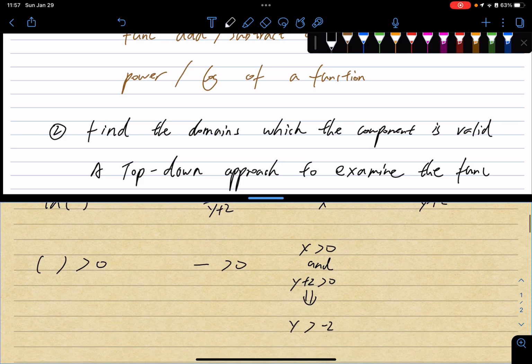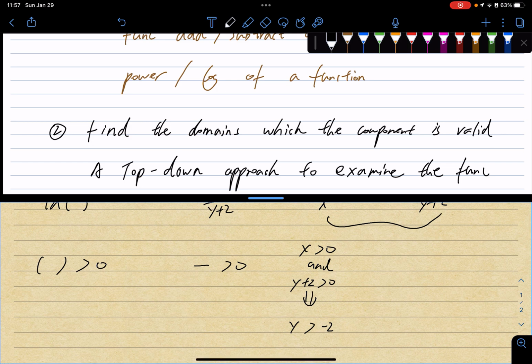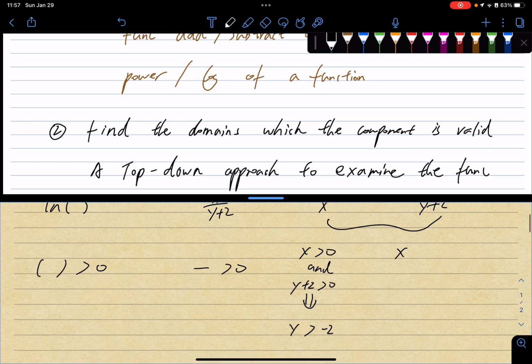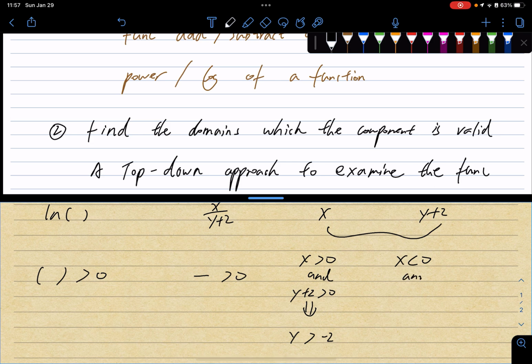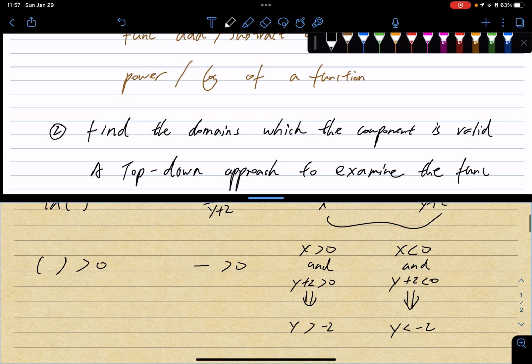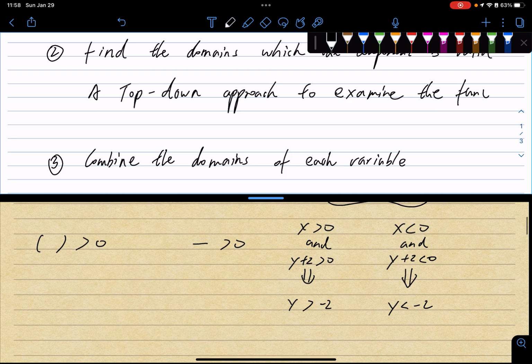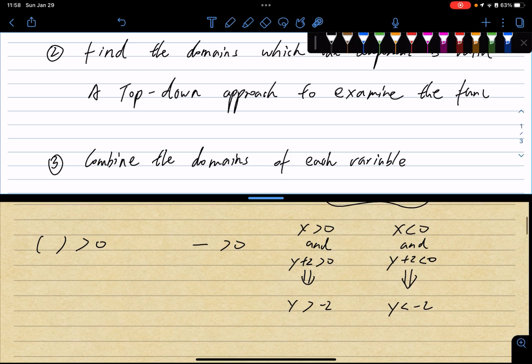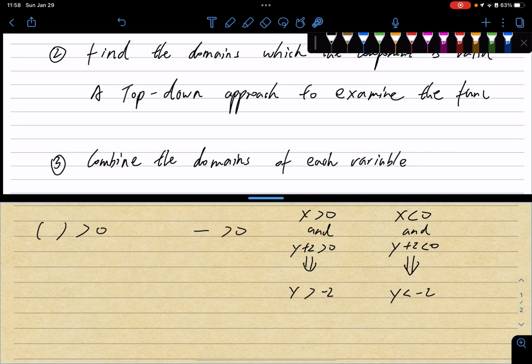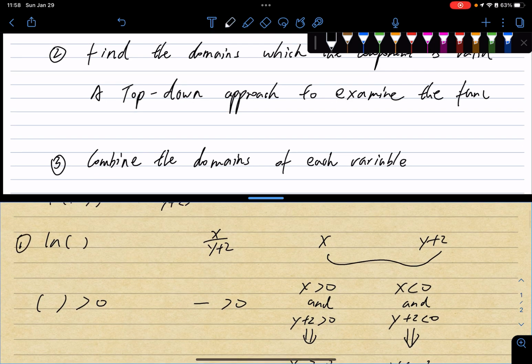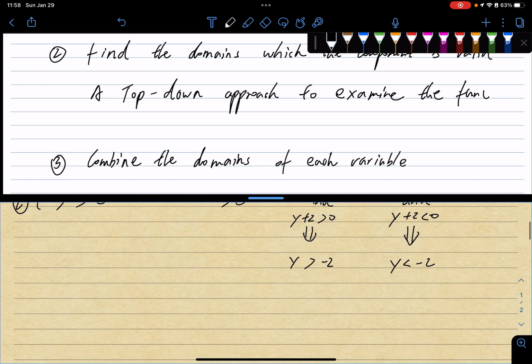And then the alternative, right? So this is sort of a combination of the analyses. We can also have x smaller than 0 and y plus 2 smaller than 0 as well. So this tells us y has to be smaller than negative 2. So now we have complete analyses. The final step is just to combine the domain of each variable, right? So we don't really worry about whatever is in here. So that's the first step, second step, and then the third step, right?